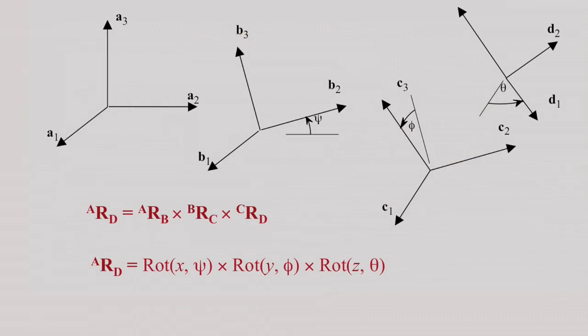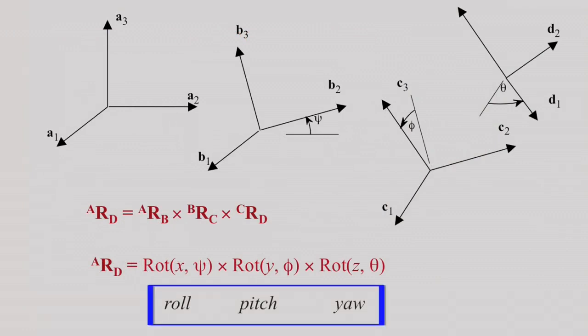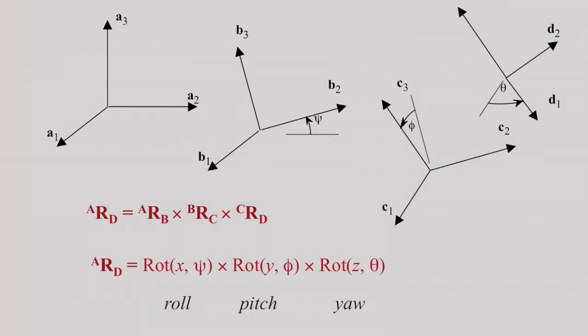The three angles that you see here are roll, pitch, and yaw angles. Imagine a vehicle whose axis is oriented along A1. The first rotation is a roll rotation. The second rotation is a pitching motion about the second axis, which is B2. The third angle is a yaw rotation, and that is about the third axis, which is C3.